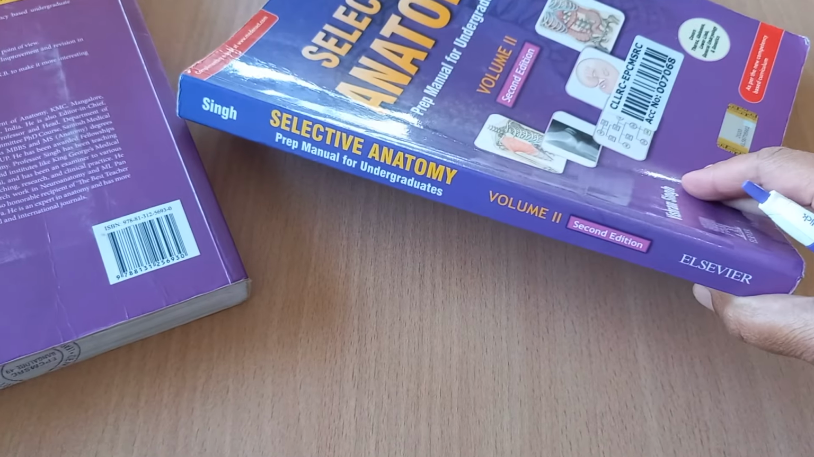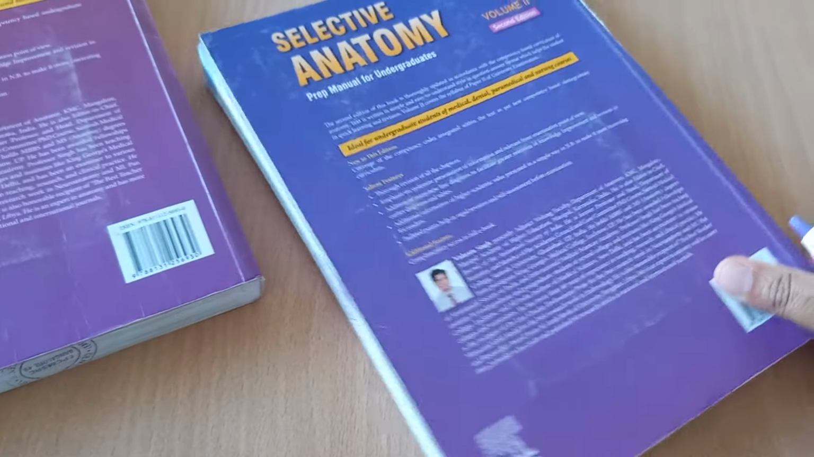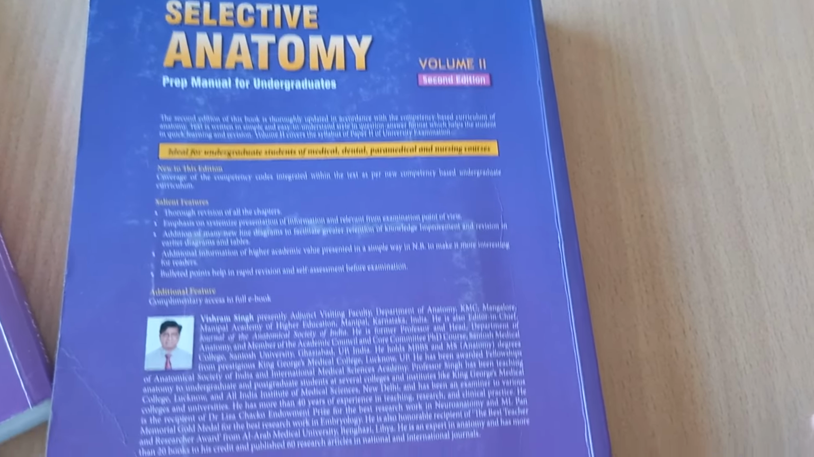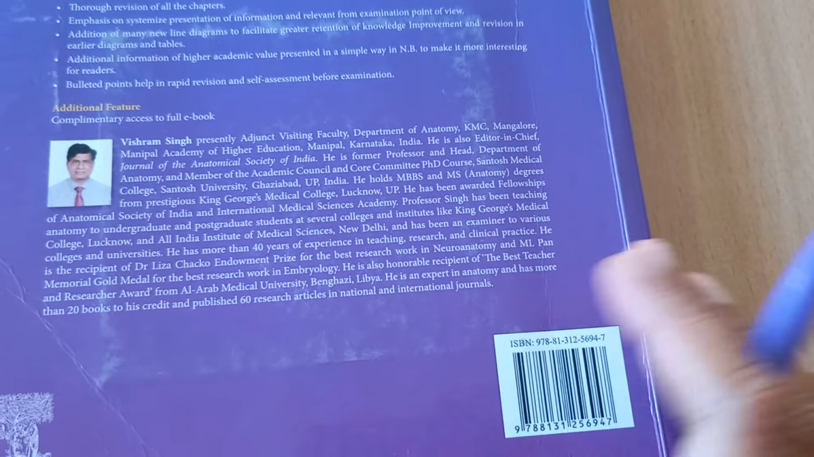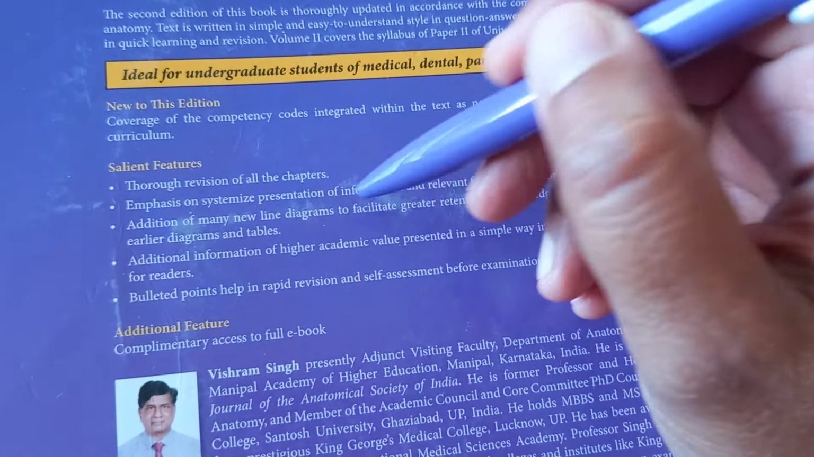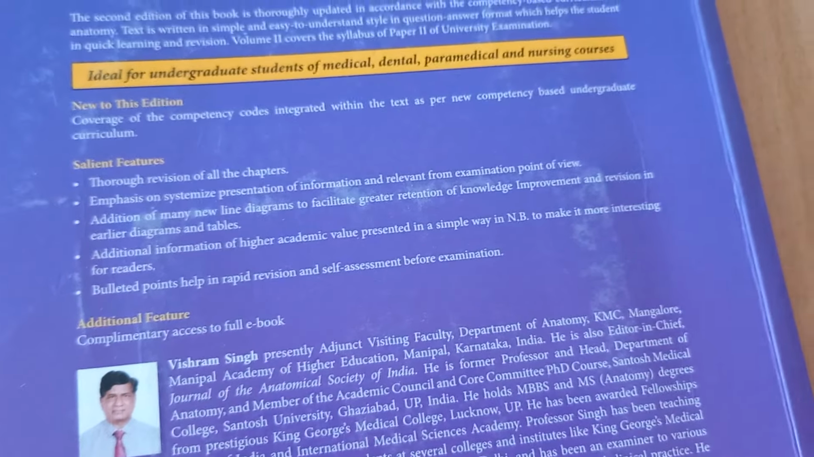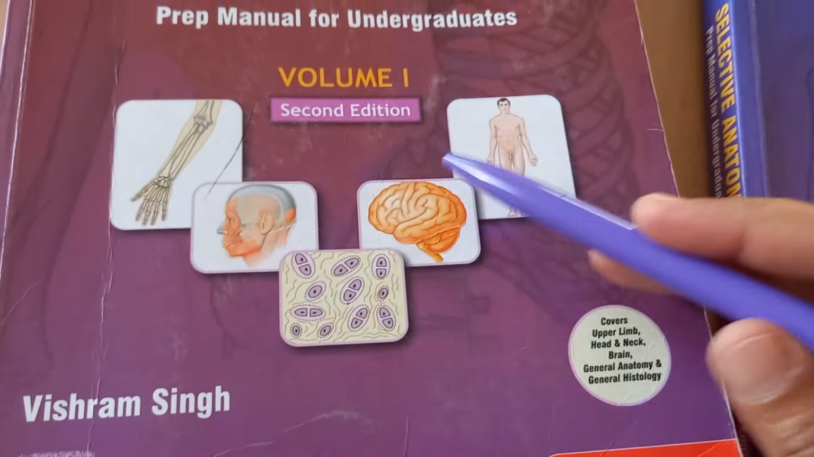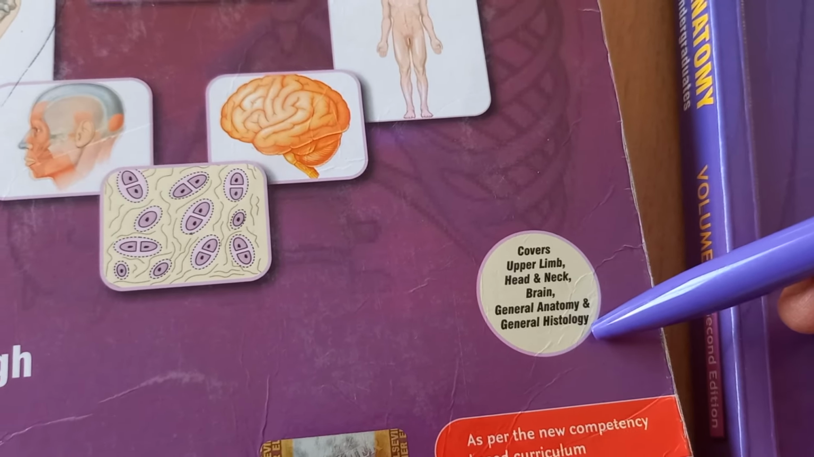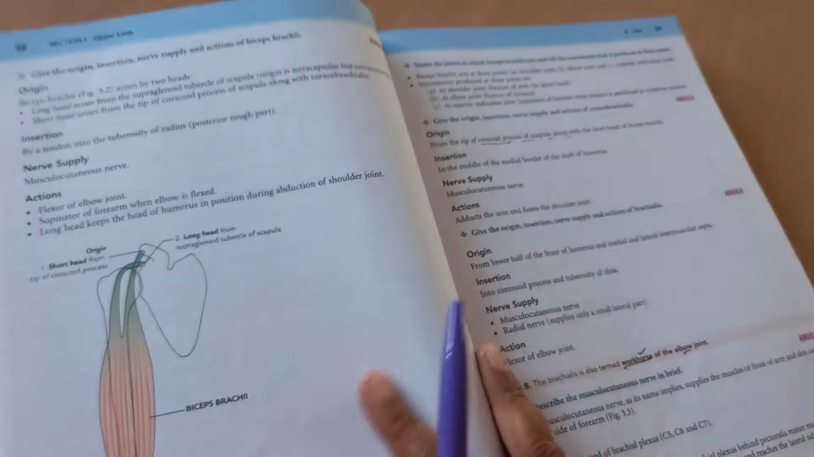This is volume 1 and this one here is volume 2 by Vishram Singh. What are they achieving with this? Thorough revision of all the chapters. So looks like volume 1 covers upper limb, head and neck, brain, general anatomy, general histology. First let's look at this book. So it has some diagrams and quick points.